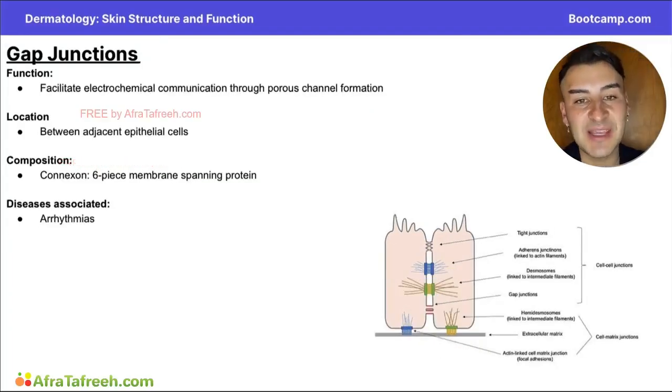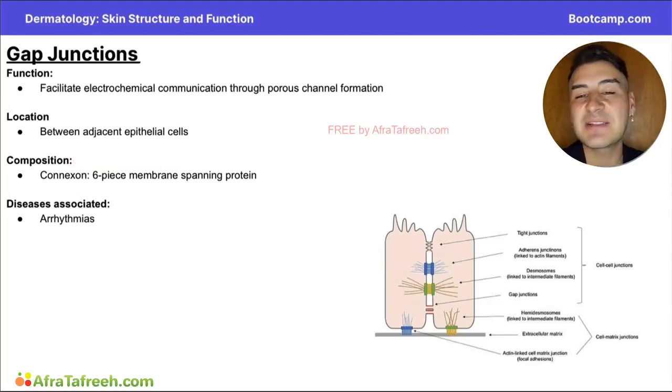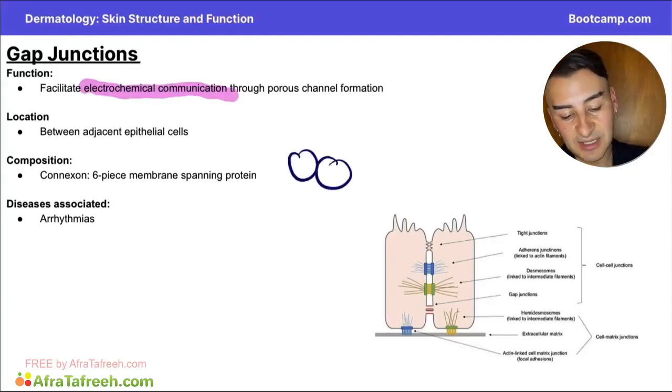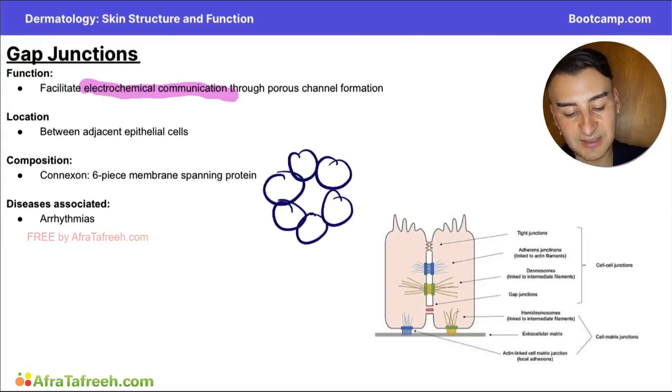Lastly, let's talk about gap junctions, which I like to think of as the porous holes within our jacket itself. When they say that a jacket breathes like Egyptian cotton, I think of gap junctions. And that's because they facilitate electrochemical communication. So think small ions and neurotransmitters. So electrochemical communication is key for gap junctions. Now, these are made of 6-part proteins called connexons, and they kind of assemble like so. And these neurotransmitters and small ions will move through these connexons.